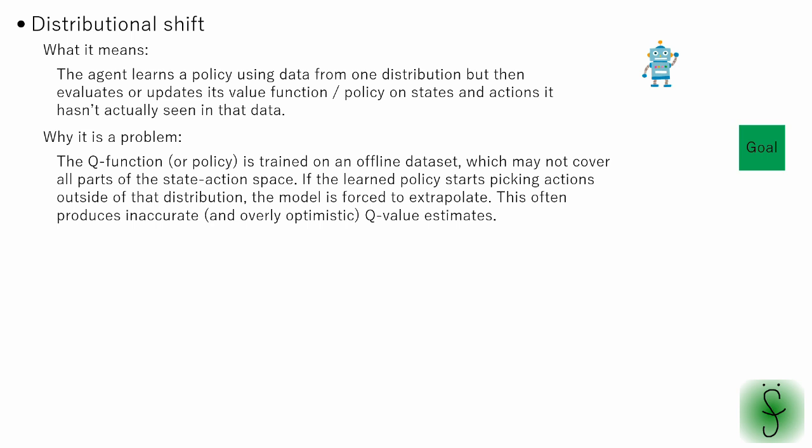For example, an agent learned a policy on how to move on the green road using these blue actions, but when it encounters an unknown road, the agent may take wrong actions.